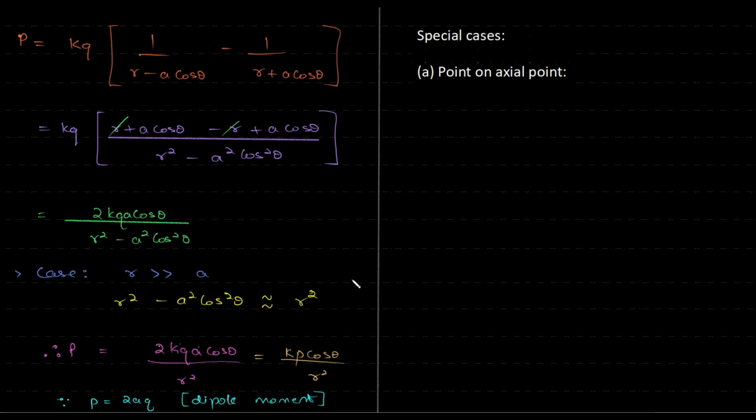Now, you guys actually have this in your syllabus, specific cases. Find the potential of a dipole along the axis. You can learn this derivation and substitute what? We're going to substitute theta is equal to 0 degree and 180 degree. There are two possibilities.